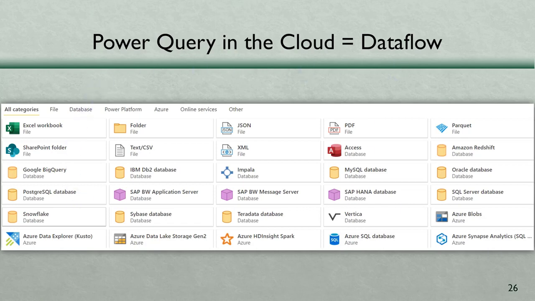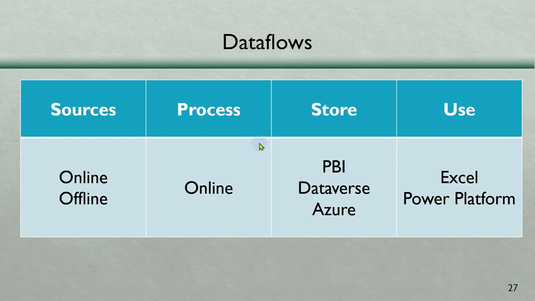It's available in the cloud as well. And with dataflows which get created on the cloud, sources can still be offline or on premise using the gateway. Processing happens online. In the case of Excel, it's happening on your desktop, Power BI is happening on your desktop, dataflow processing is online. And once it is there, datasets get created, which can be used in Power BI, Dataverse, which means Power Platform, and Azure. It can save it in Power BI itself or in Dataverse or in Azure. What is Power Platform? Power Platform means Power BI itself, Power Automate, Power Apps and Power Virtual Agents.